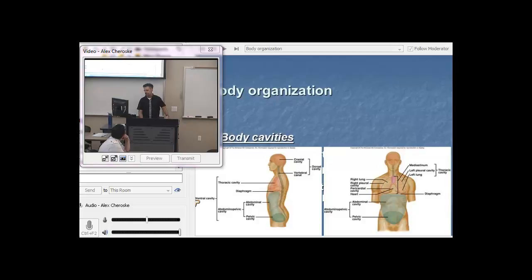Then we've got the ventral cavity. The ventral cavity is bigger, a true cavity with larger spaces in it. The ventral cavity includes the thoracic and the abdominopelvic cavity.